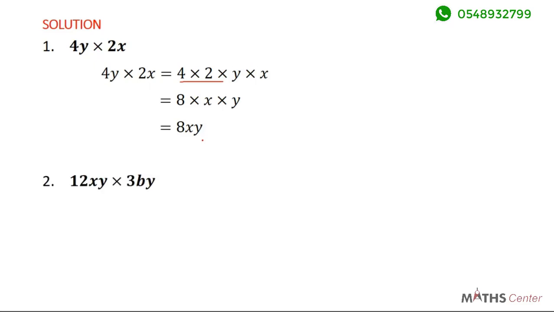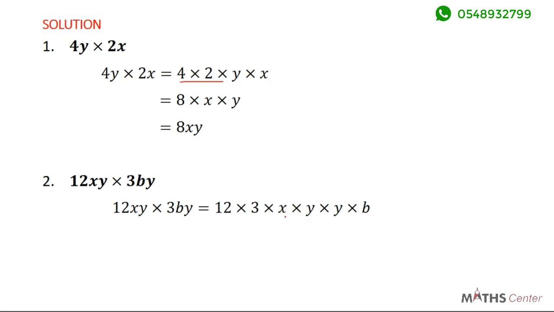Let's take the next example. 12xy times 3by. So once again, the first thing we need to do is to group the coefficients and the variables. So in grouping the coefficients and the variables, 12xy times 3by will be equal to 12 times 3. Then the variables will come. So x times y times b.